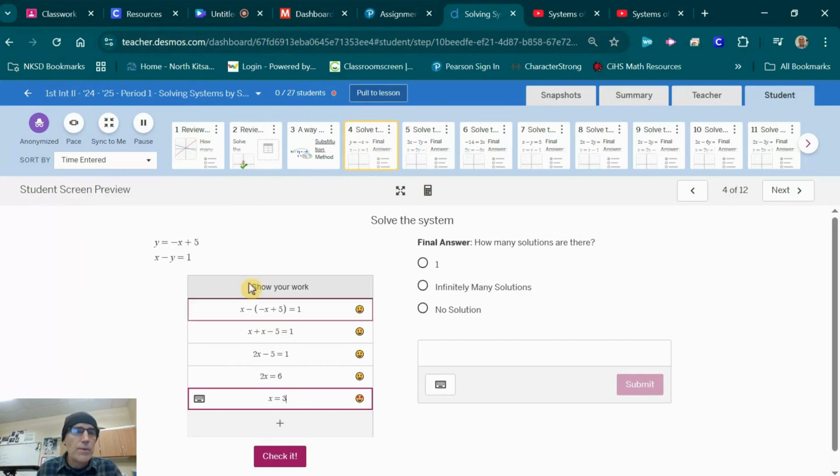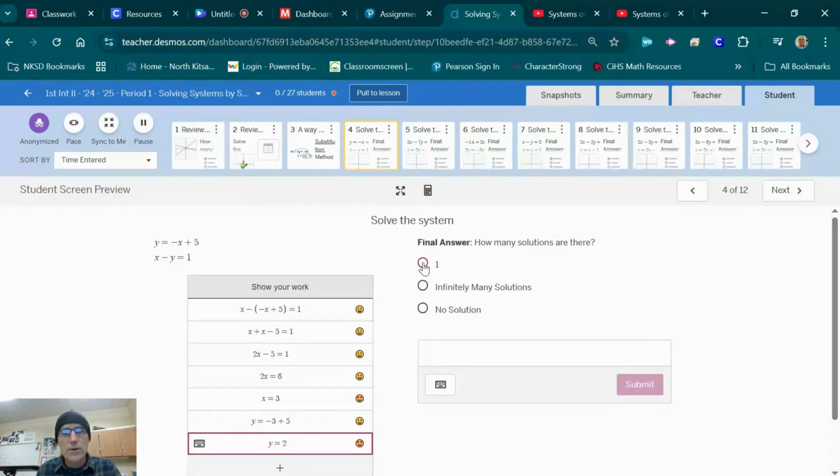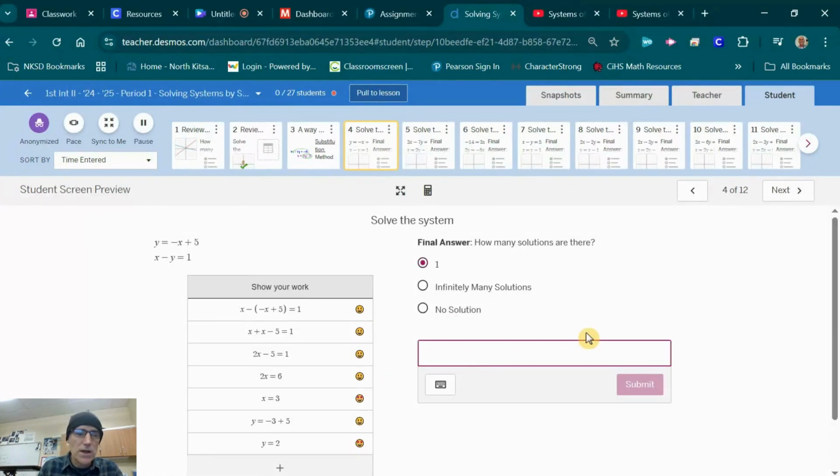You plug the 3 back in right here. So we get y equals, let's just finish this off. Y equals negative 3 plus 5. And that gives you 2. Y equals 2. So right in here, we're going to say there's one solution. And the solution is at 3, 2.